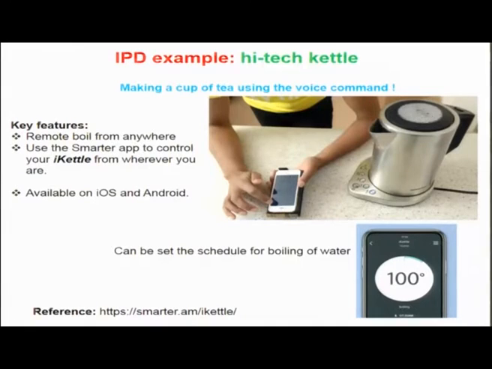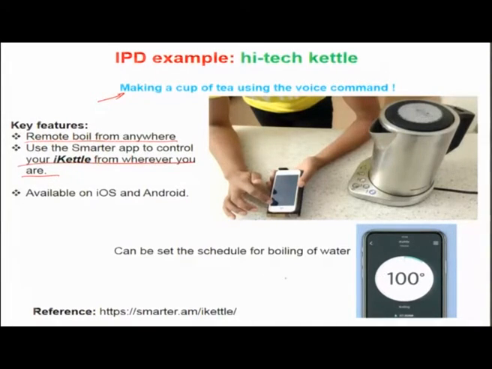Another very good example is how to make a cup of tea using a voice command. The key features that you should have are, you should be able to remotely assist the boiling process in a kettle from anywhere. So use the Smarter app to control your iKettle from wherever you are.